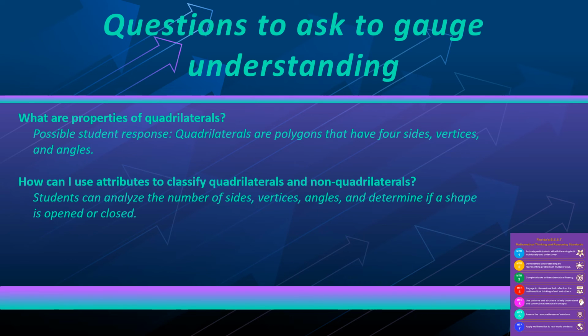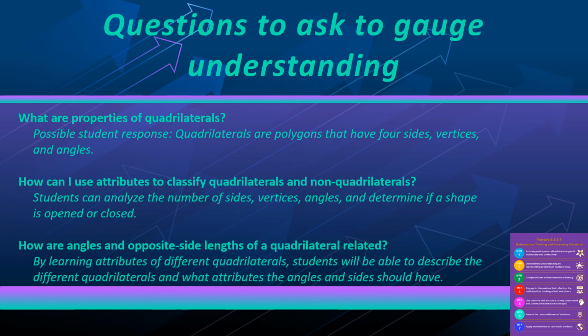How can I use attributes to classify quadrilaterals and non-quadrilaterals? They can analyze the number of sides, vertices, angles, and determine if a shape is open or closed. And finally, how are angles and opposite side lengths of a quadrilateral related? By learning the attributes of different quadrilaterals, students will be able to describe the different quadrilaterals and what attributes the angles and sides should have.